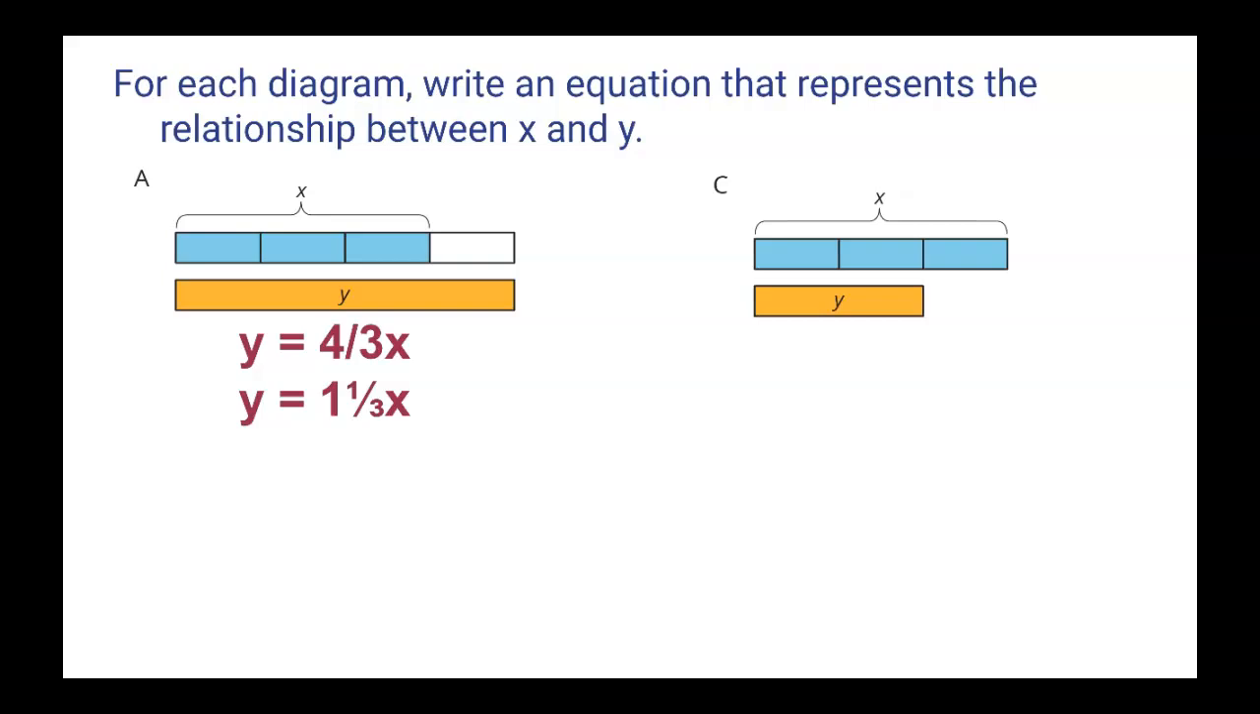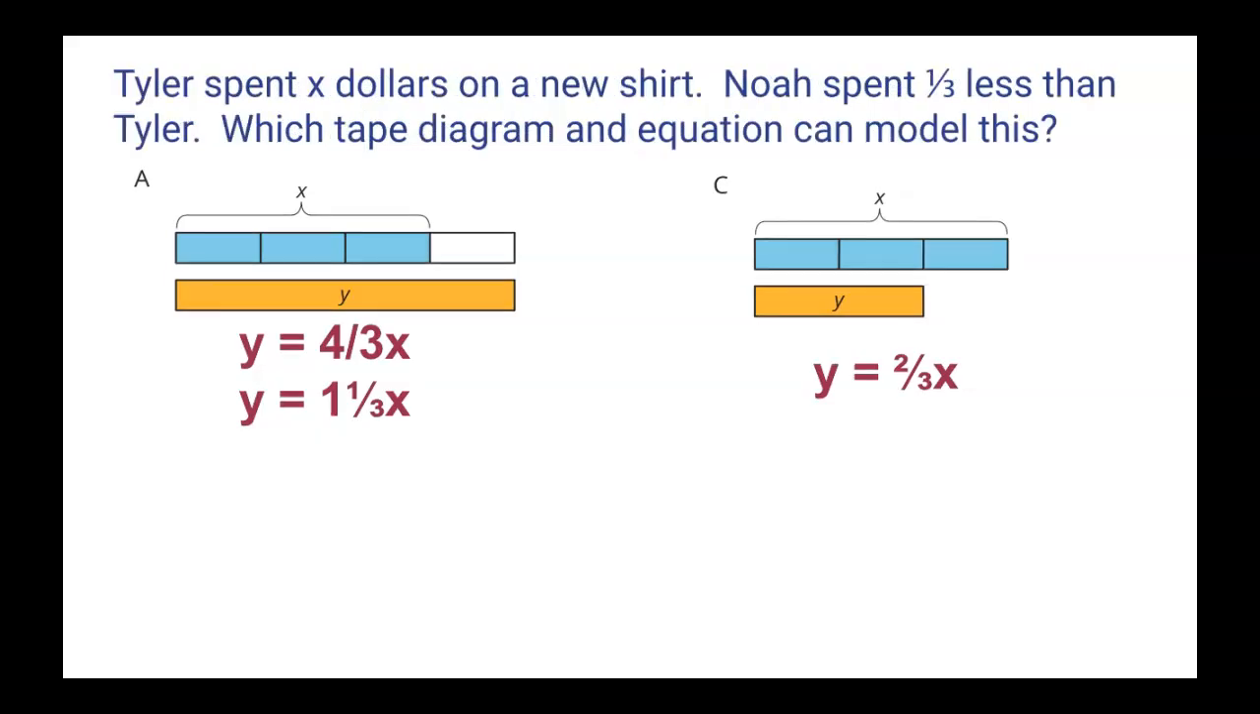All right, and for C, y is smaller than x this time, and hopefully you wrote y equals 2/3 times x, y equals 2/3 of x. All right, if we look at these exact same scenarios and I give you a story problem: Tyler spent x dollars on a new shirt and Noah spent 1/3 less than Tyler. Which tape diagram and equation can model this? I hope you picked C, y equals 2/3 x.